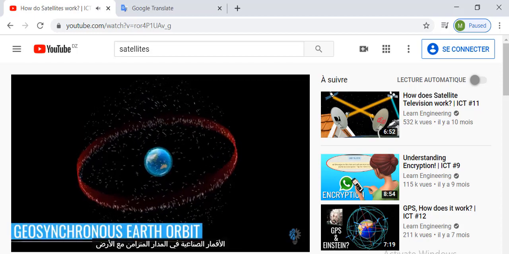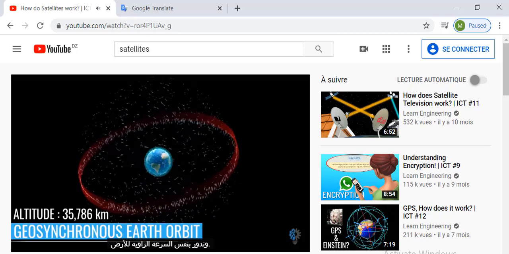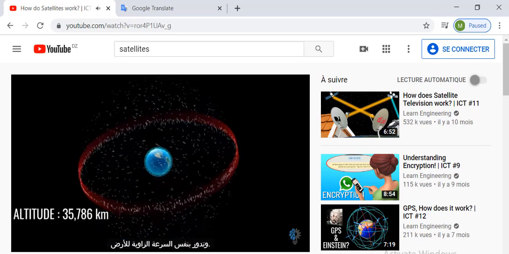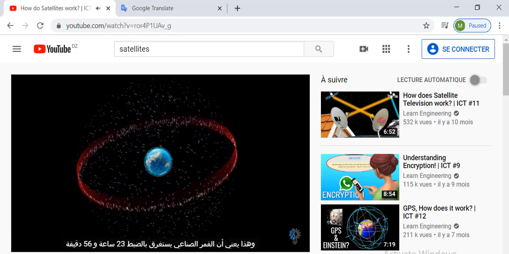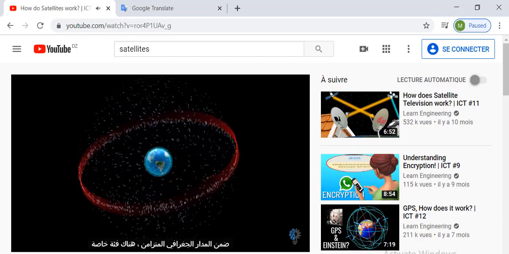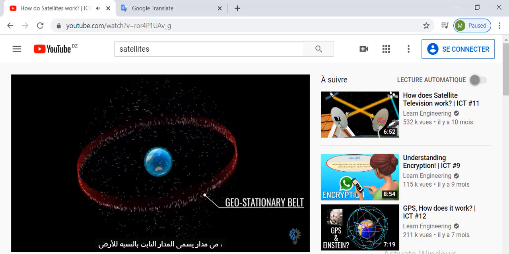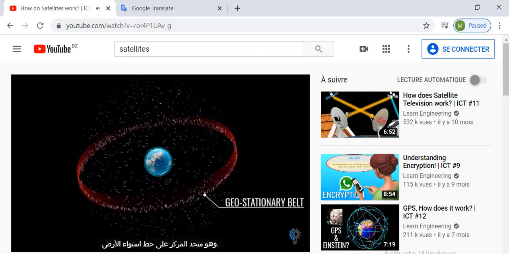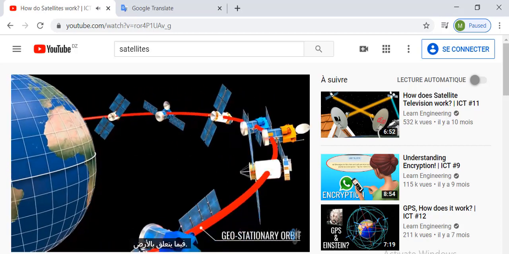Satellites in geosynchronous orbit are at a height of 35,786 kilometers and rotate at the same angular speed as the Earth. It means the satellite takes exactly 23 hours, 56 minutes, and 4 seconds to complete one rotation. Within the geosynchronous orbit, there is a special category of orbit called geostationary orbit, which is concentric to the equator of the Earth. These satellites remain stationary with respect to the Earth.